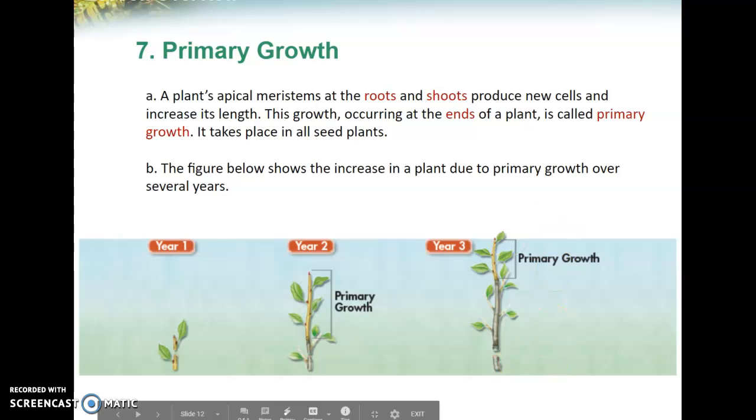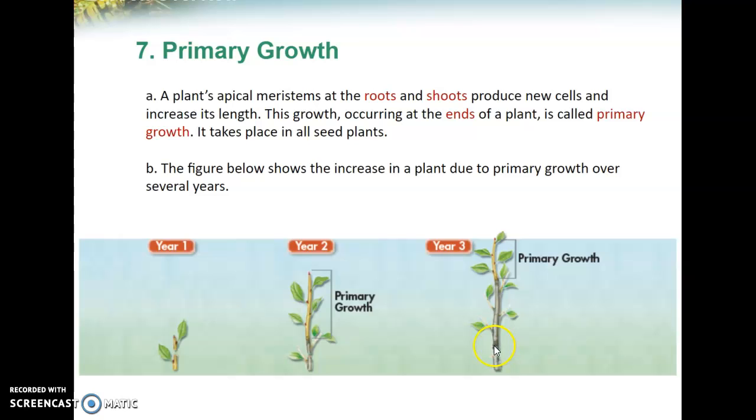So here's an example of year 1, year 2, and year 3. In each one of those years, that branch is getting longer and longer and longer as it grows. So here in this first year, you look at this. This is how much primary growth occurred in that first year. Now, if you look here, that's year 2. In year 3, you see this much growth. That's primary growth too.